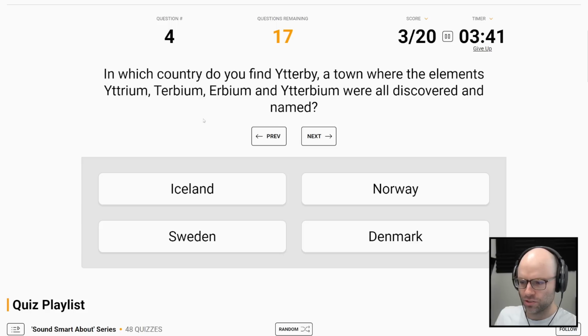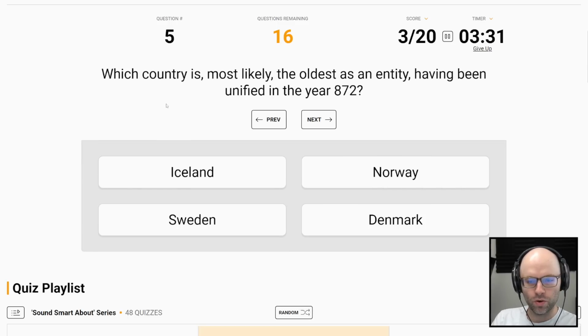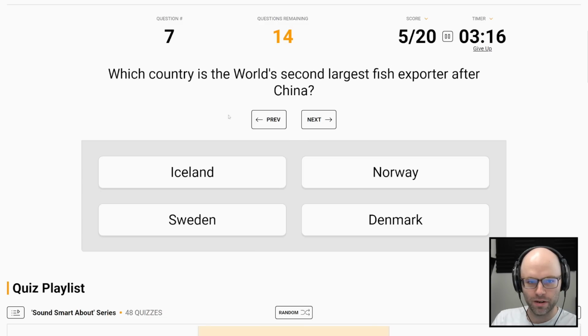I got to go a little faster, too. In which country do you find Ytterby, a town where the elements yttrium, terbium, erbium, and ytterbium were all discovered? That sounds Danish to me. Never mind. Which country is the oldest as an entity, having been unified in 872? I feel like that would be Norway. Which country is the only one to never be directly ruled over or dominated by one of the others? I feel like that has to be Denmark.